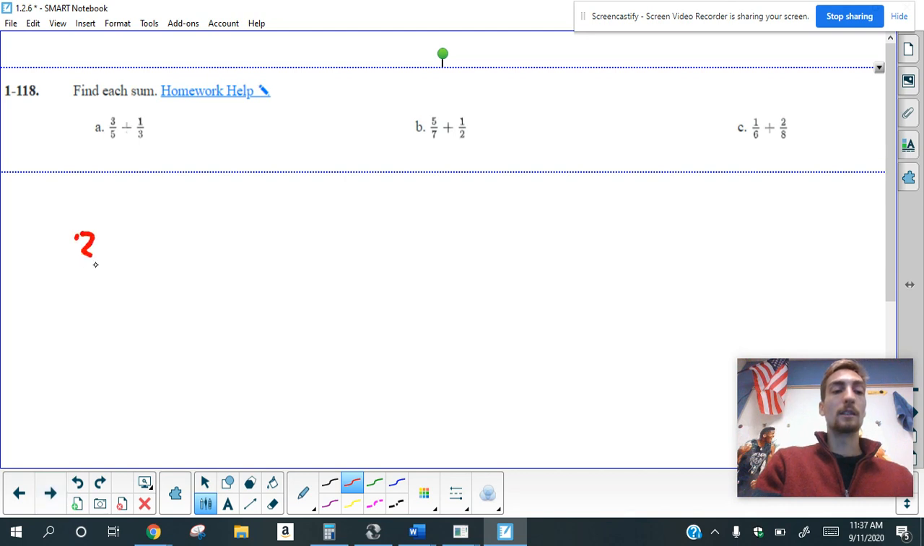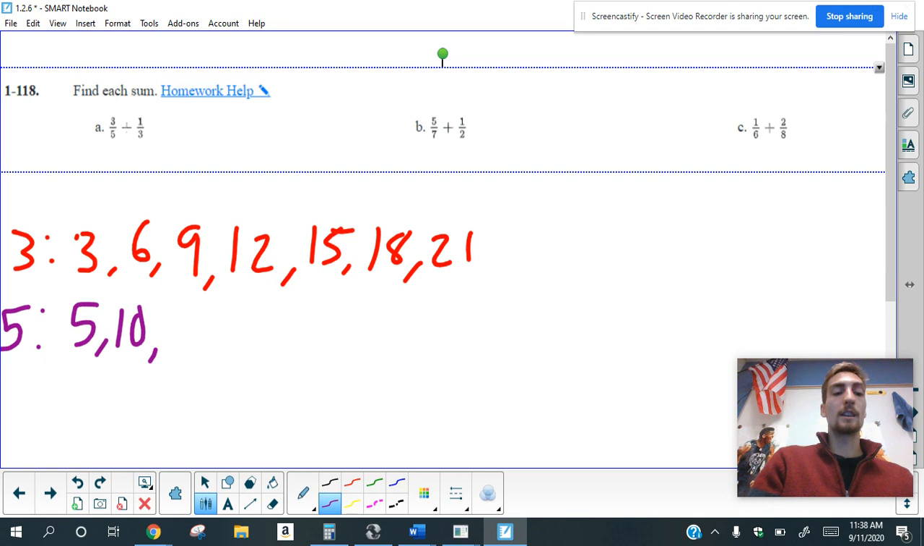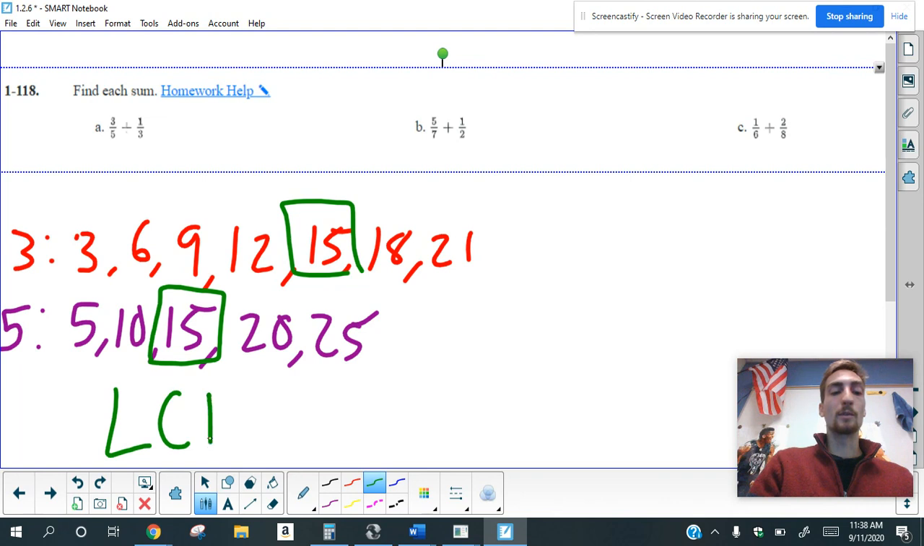So I'm going to make a list here. 3, 6, 9, 12, 15, 18, 21. That was for my 3's. And now I'm going to count by 5's here. So these are my multiples of 5. 5, 10, 15, 20, 25. And if I look through this, the first number I see up top that I also see on the bottom is 15. So this would be the least common multiple, we'd call it. All right, the smallest number that both 3 and 5 go into.